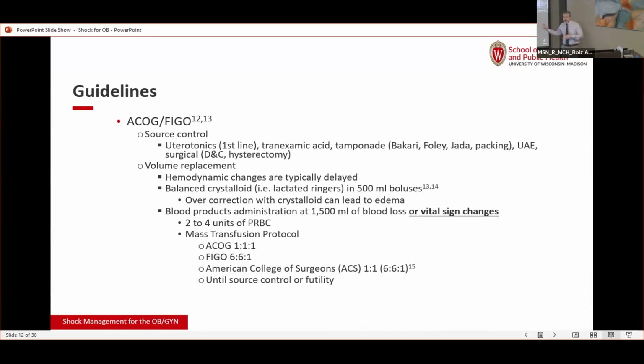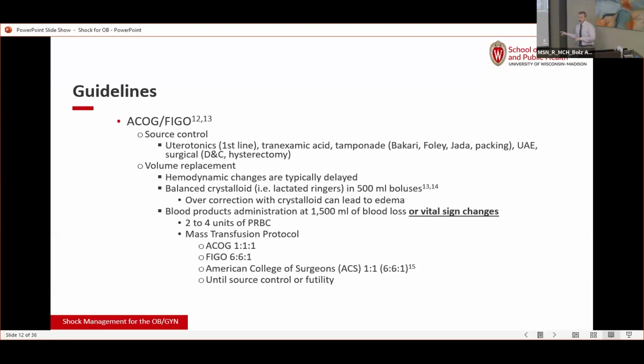In our young, healthy patient population, we're usually going to see the hemodynamic changes later, okay? And so for us, it's probably imperative that we start this resuscitation sooner so that we don't get behind, all right? Now, balanced crystalloid or lactated ringers is going to be your best solution. They did a big study where they looked at lactated ringers versus normal saline in critically ill patients, and lactated ringers was better. Okay, so that's going to be our first choice.